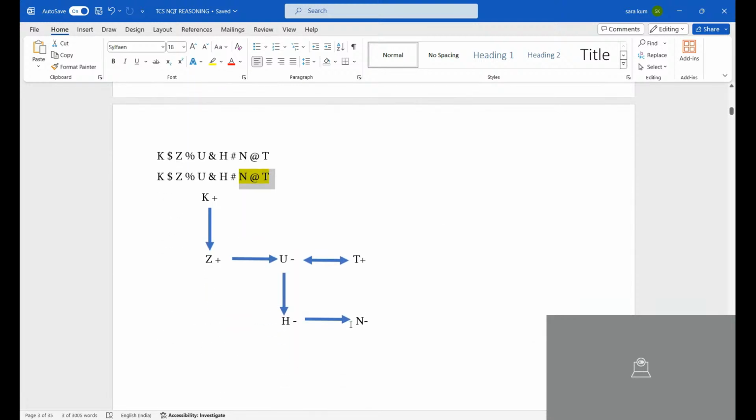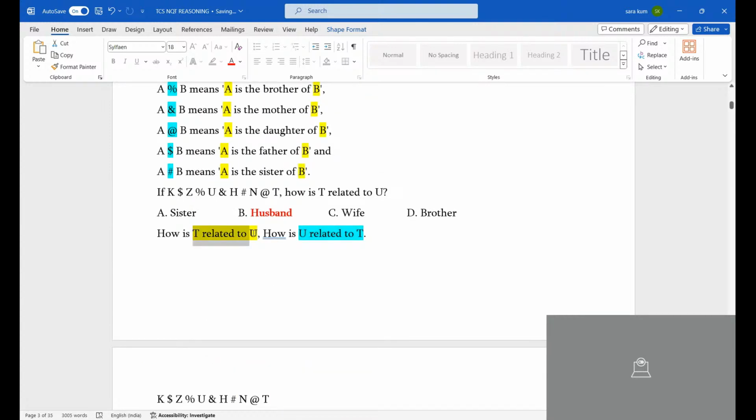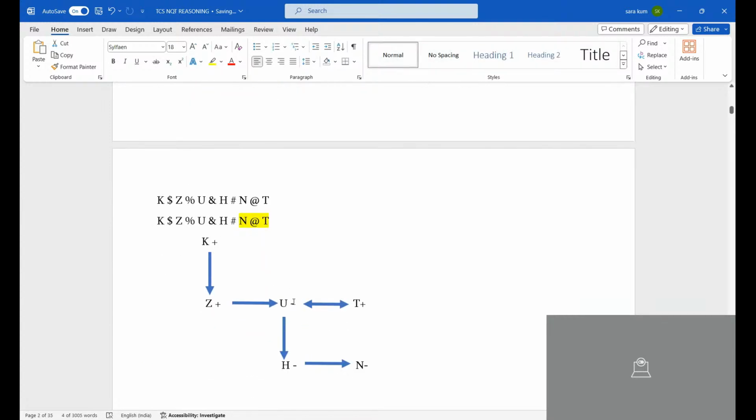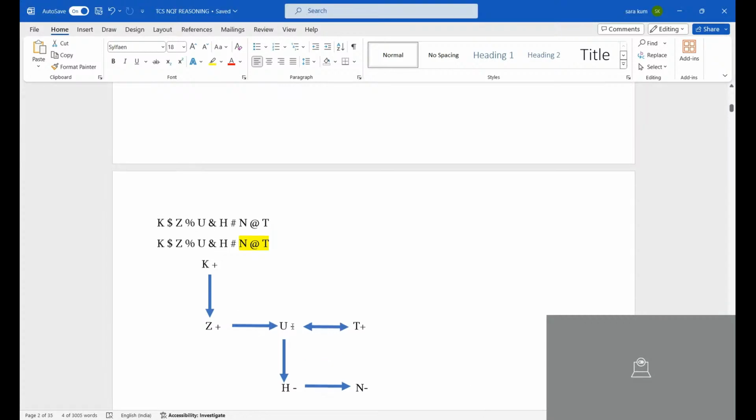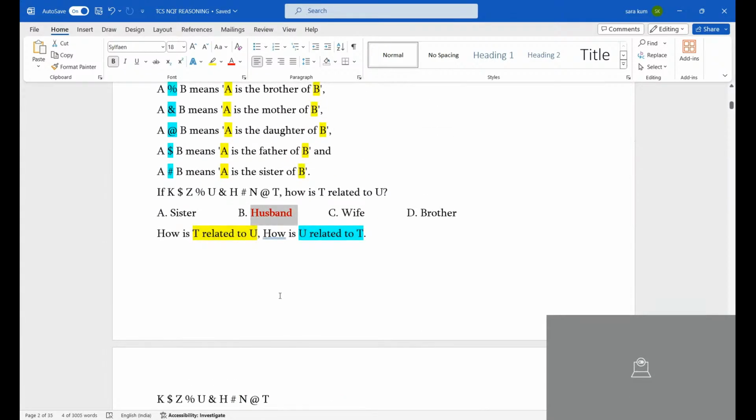And because N is already the child of U, who is a female, definitely T must be male. And this indicates that they are a couple. So T and U are husband and wife. And if they ask you how is T related to you, you should say T is the husband of U. If they just inverse it and then say how is U related to T, you should say U is the wife of T. Okay, right. So this question's answer is husband. Okay, so we'll move on to the next question.